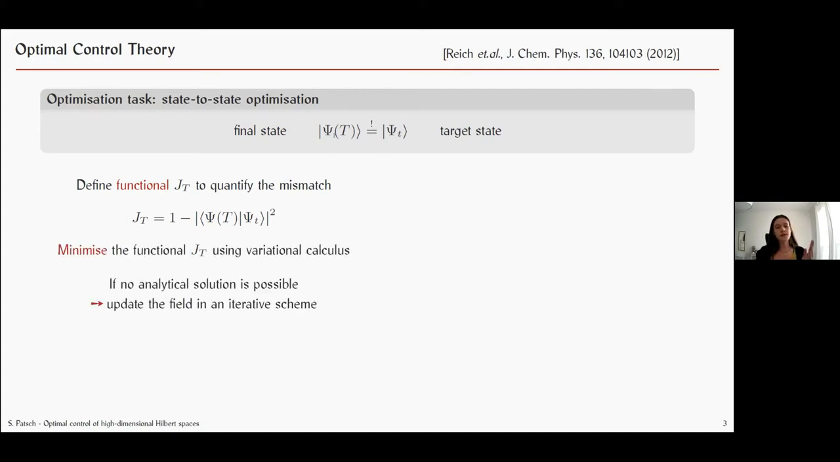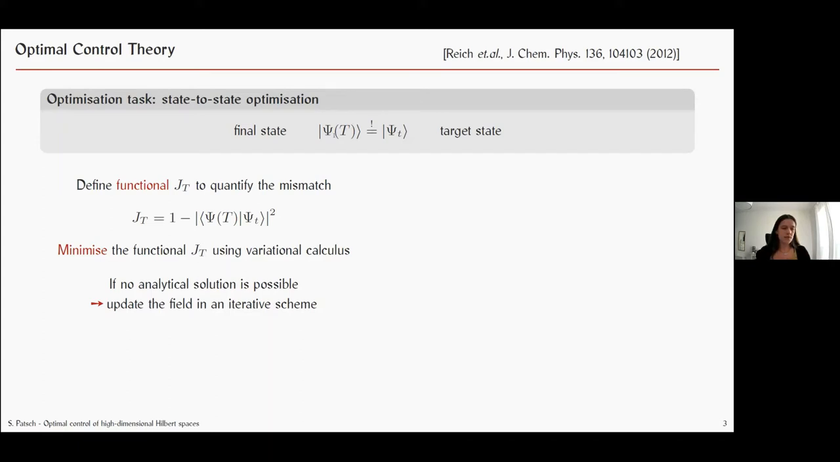And then we want to minimize the functional using variational calculus. But in most cases, there's no analytical solution to this problem. So we want to update the control fields in an iterative scheme. That means that we start with a guess pulse. We see how it performs, and then we update this guess pulse step by step until we reach the target state with a desired fidelity.